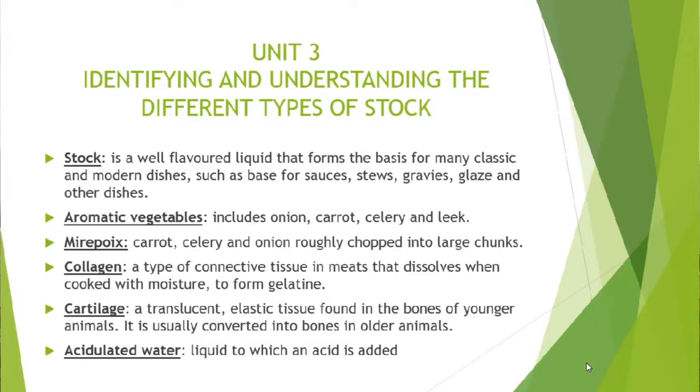Then we've got cartilage. It is a translucent elastic tissue found in bones of younger animals. It is usually converted into bones in older animals. Then lastly, we've got acidulated water. Acidulated water is a liquid to which an acid is added. The acid that you can add into water can be wine. Secondly, it can be lemon juice.